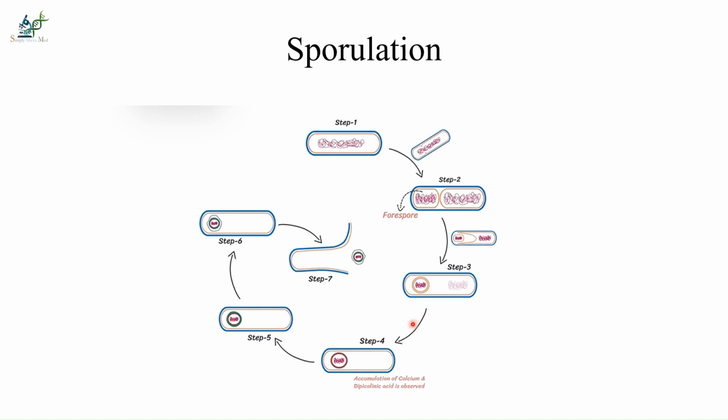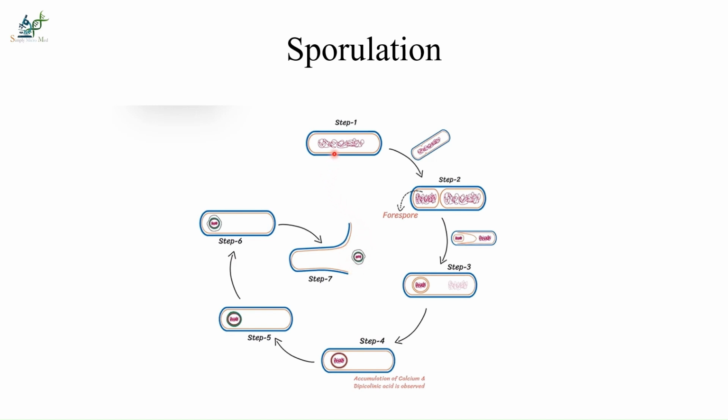In the next step, the cortex formation can be seen here due to the accumulation of calcium and dipicolinic acid, which can also be observed here. And in the next step, you can see the protein coat is formed around this forespore. In step 6, we can see the maturation of the spore. And in step 7, the liberation of the spore from the vegetative cell will occur. And this is the cycle of sporulation.